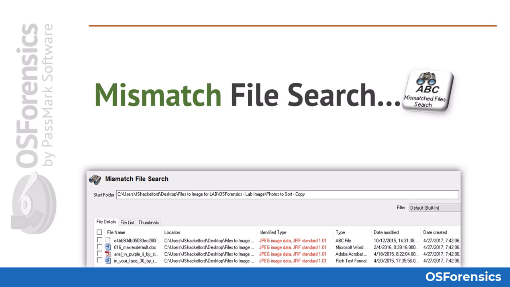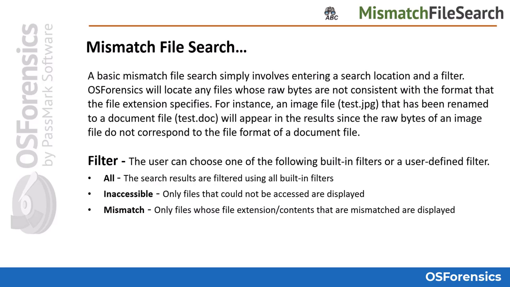The Mismatch File Search Module automates the process of scanning a system or directory of files and validating whether or not the file's headers match the extension. A basic mismatch file search simply involves entering a search location in a filter. OSForensics will locate any files whose raw bytes are not consistent with the format that the file extension specifies. For instance, an image file that has been renamed to a document file will appear in the results, since the raw bytes of an image file do not correspond to the file format of a document file.